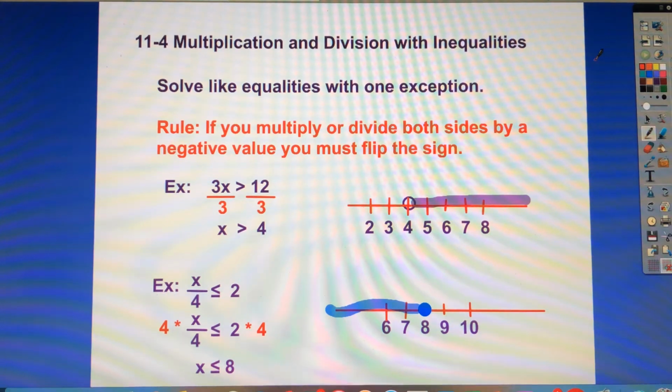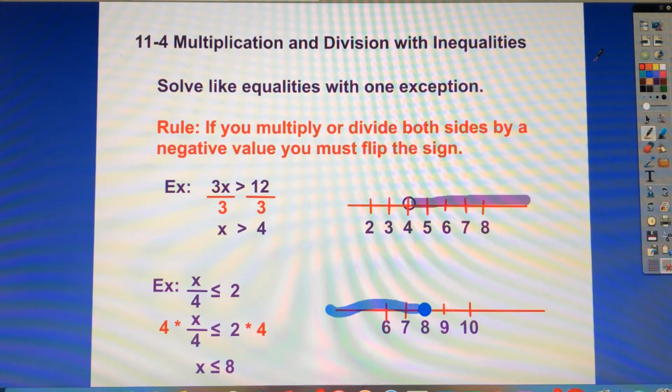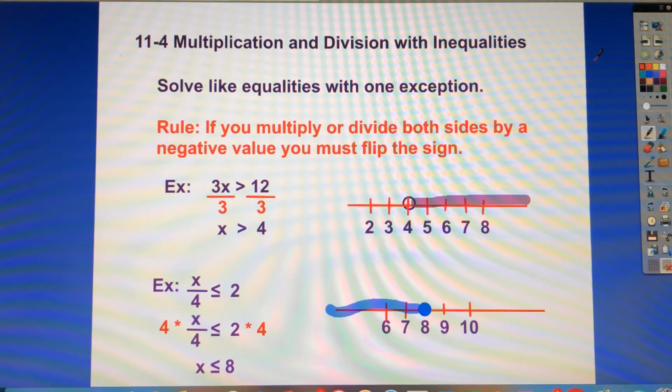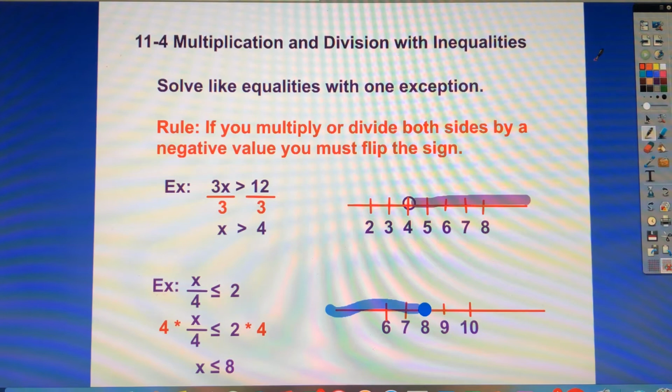Welcome back. We're going to take a look at 11-4, which is more work with inequalities, but this time we're going to use multiplication and division with inequalities. You solve just like equalities with one exception for multiplication and division. If you multiply or divide both sides by a negative value, you must flip the sign.